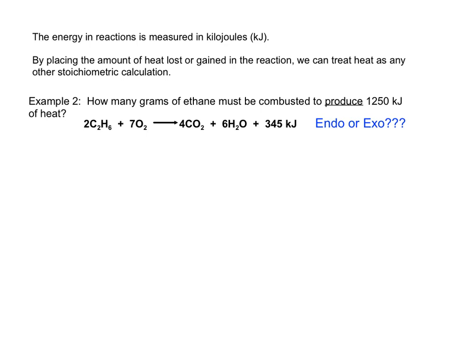So in example number 2, I can see that the kilojoules have already been placed in the equation. So right away we can say, is this exothermic or endothermic? This is exothermic. It is releasing heat energy. So now that we know this is exothermic, we can just do this as a mole calculation. We're going to start with our given: how many grams of ethane must be combusted to produce 1,250 kilojoules. So we're going to start with 1,250 kilojoules of energy.